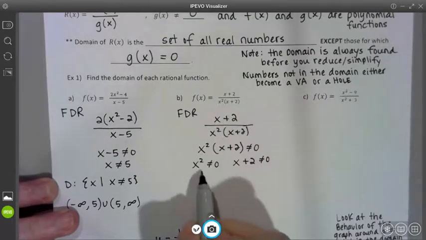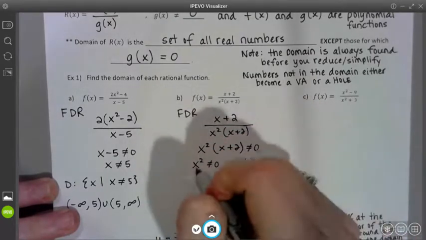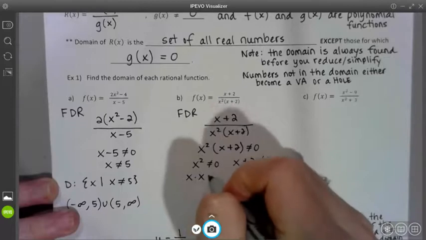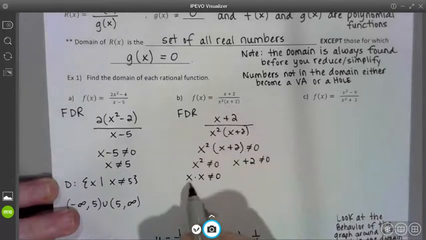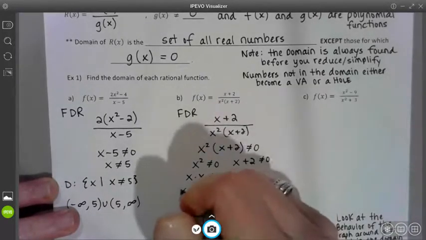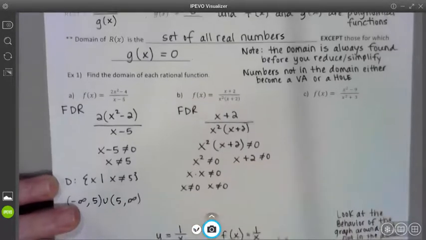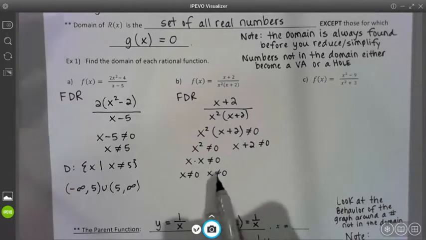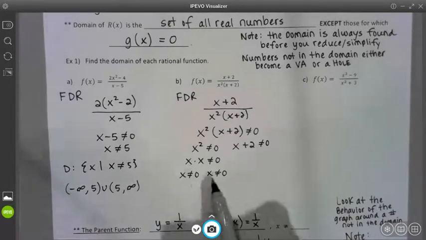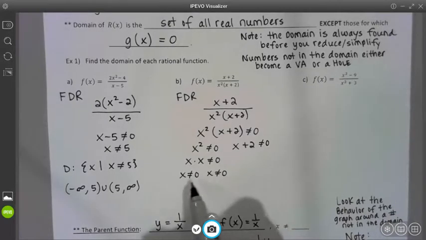And then to kind of make you see this, because it's going to play a role in the future, technically x squared is x times x, which cannot equal 0. So when I set each individual factor equal to 0, this x ends up not being allowed to be 0, and this x ends up not being allowed to be 0. So at the end of the day, clearly x equals 0 is not in the domain of this function. But I want you to realize that you do get x cannot equal 0 two times.